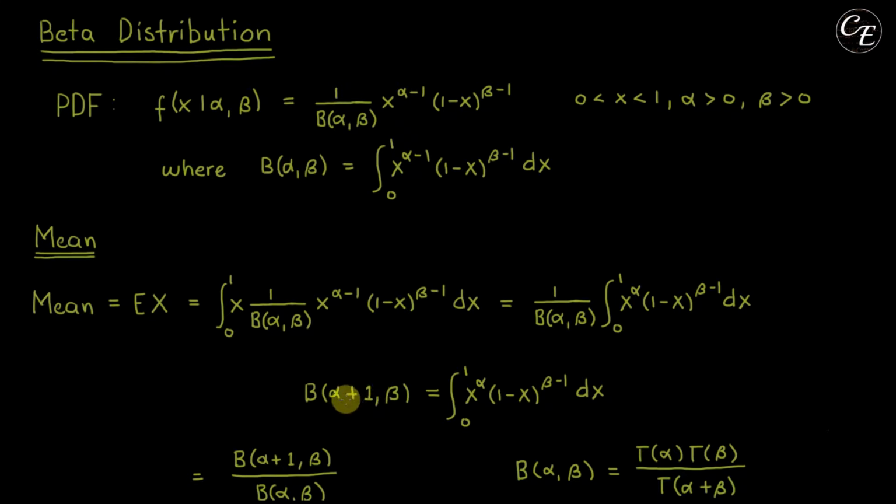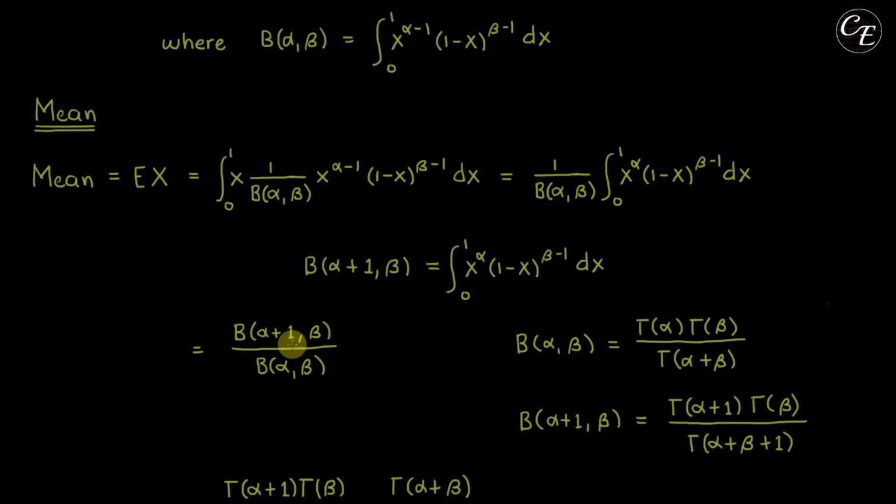So we have here big beta of alpha plus 1, beta is equal to the integral of x raised to, when we substitute this alpha by alpha plus 1, we get here alpha. Then the rest of the terms, this in here. Then this one now is the same as this one. Then our mean is equal to this one, which is big beta of alpha plus 1, beta in here, over big beta of alpha, beta, which is this one.